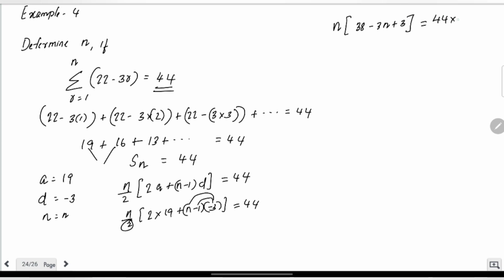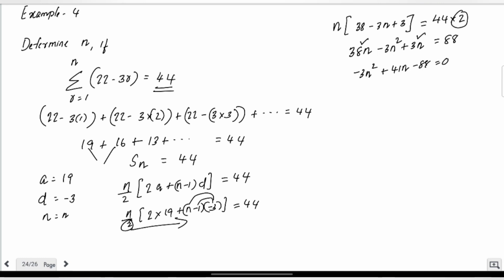44 times 2. Remember, I hope you know how I got this 2. This 2 is coming from, if you send it to the other side, it is going to multiply. Now open the bracket, it is going to be 38n minus 3n square plus 3n is equal to 88. Is it clear? That is minus 3n square, 38n plus 3n, which is going to be 41n. Then 88 comes to this side, minus 88 is equal to 0. Is it clear?